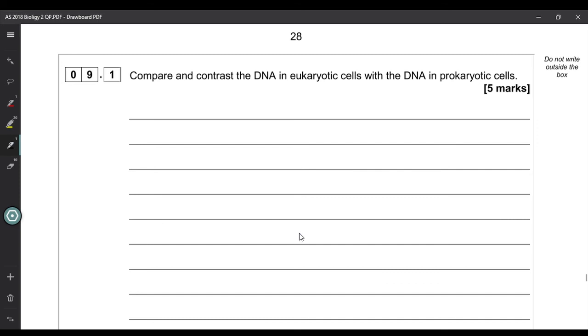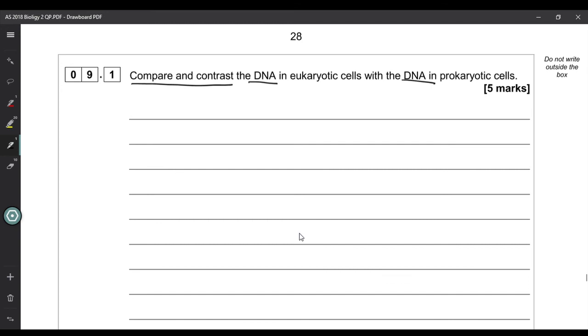So the final question on this paper starts with asking us to compare and contrast. So now we've got a compare and contrast question: the DNA in eukaryotic cells and the DNA in prokaryotic cells. Now note it's asking about the DNA, not the cells. Some students during the exam start comparing and contrasting eukaryotic cells and prokaryotic cells. It's not asking for that, it's asking for the DNA in those two types of cells.